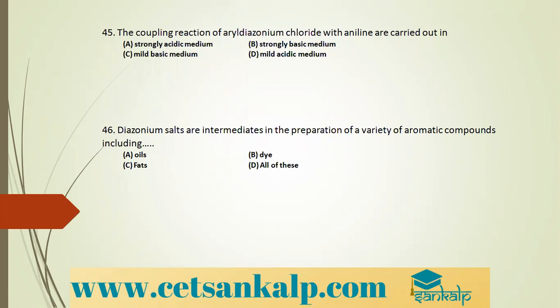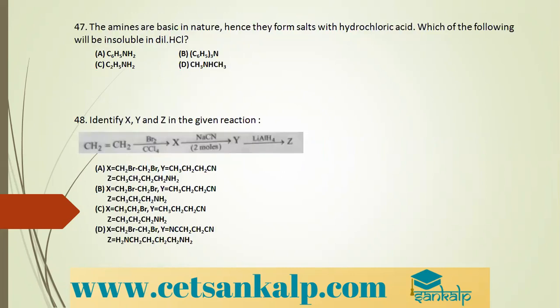Diazonium salts are intermediates in the preparation of a variety of aromatic compounds. They are formed as intermediates. That means during the course of the reaction, they are not the final products. You cannot extract them out, right? So they are formed as intermediates in the preparation of a variety of compounds, including dyes. So the correct option is dyes.